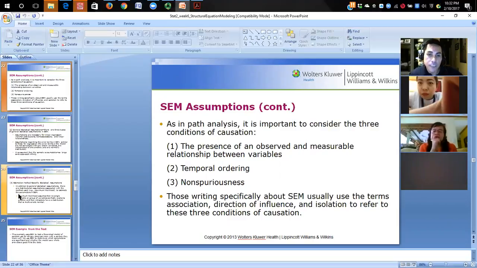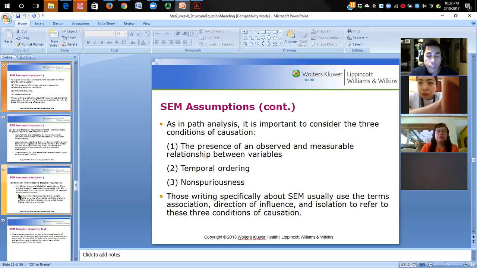Non-spuriousness means that it's not by error. There is no room for error. It cannot be spurious. It cannot be false data, a false assumption. So these are the three major concepts of cause and effect relationship that SEM will analyze.